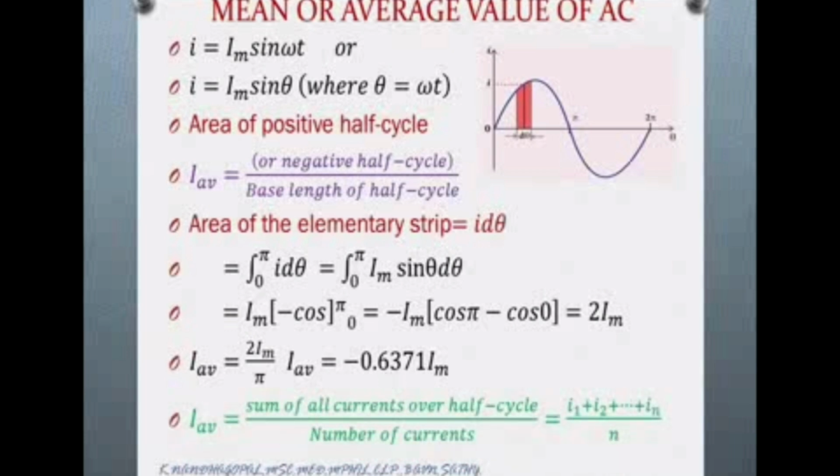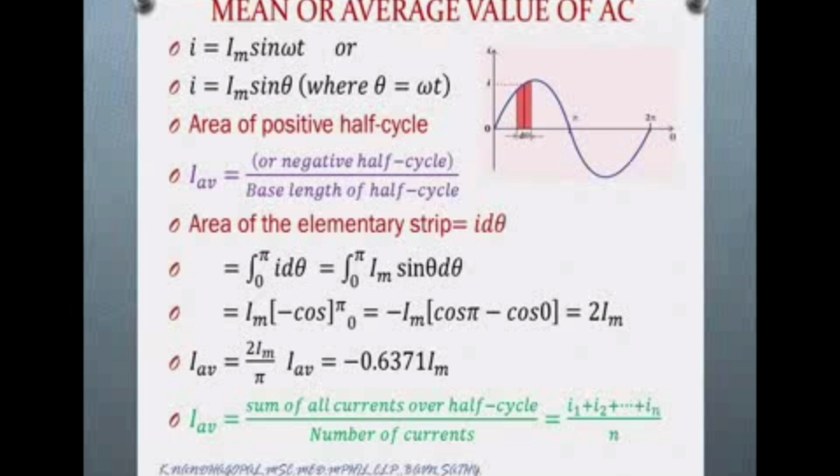Then suppose you are taking that large number of currents. So I average equal to the sum of all the currents over the half of the cycle divided by the number of currents. How many numbers are you going to take? That number is n, right? So this is the method of calculating the mean or average value of AC. So this is the one method.